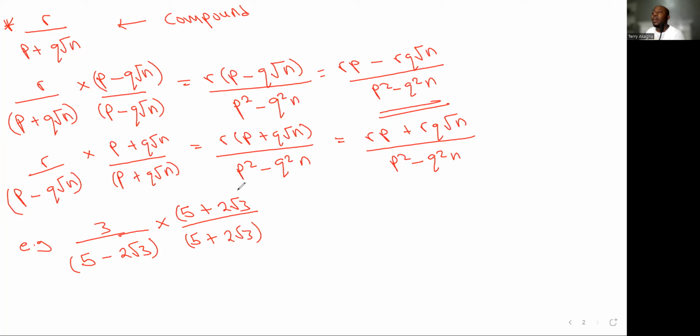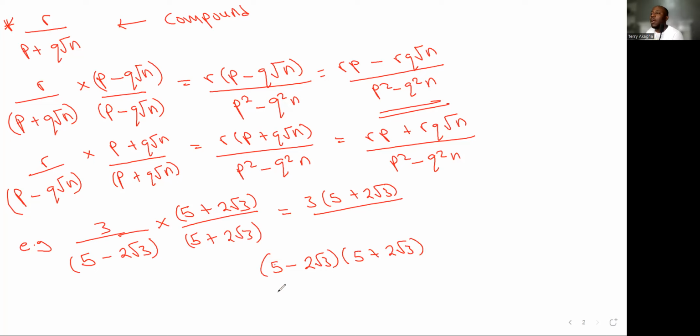That will be divided by 5 plus 2 root 3. And that will give us 3 times 5, which is 15. 3 times 2 root 3 will give us what? Let me put it this way first to make it easier. So it's going to be 3 multiplied by 5 plus 2 root 3, divided by, we're going to open the bracket now, 5 minus 2 root 3, multiplied by 5 plus 2 root 3.